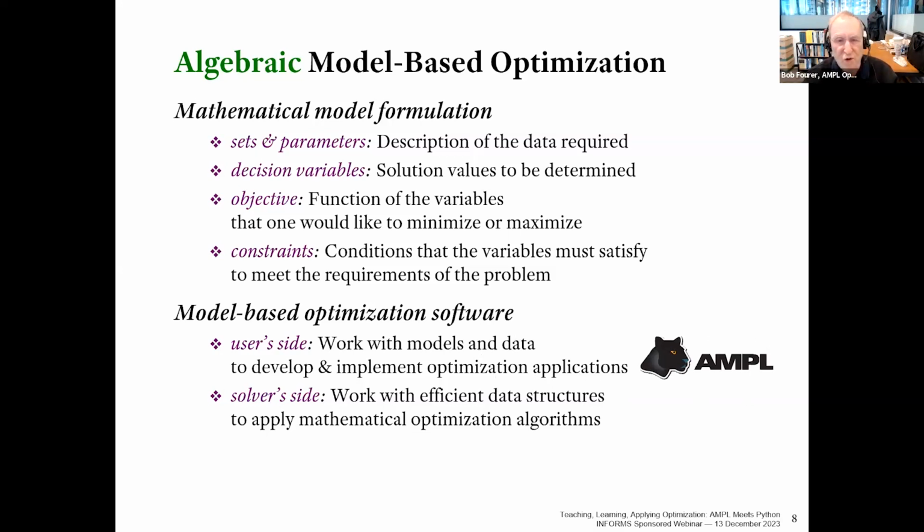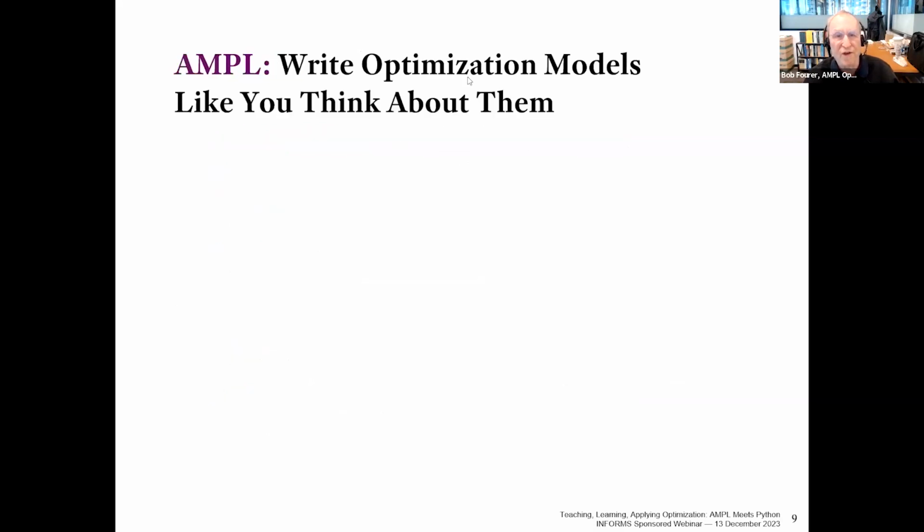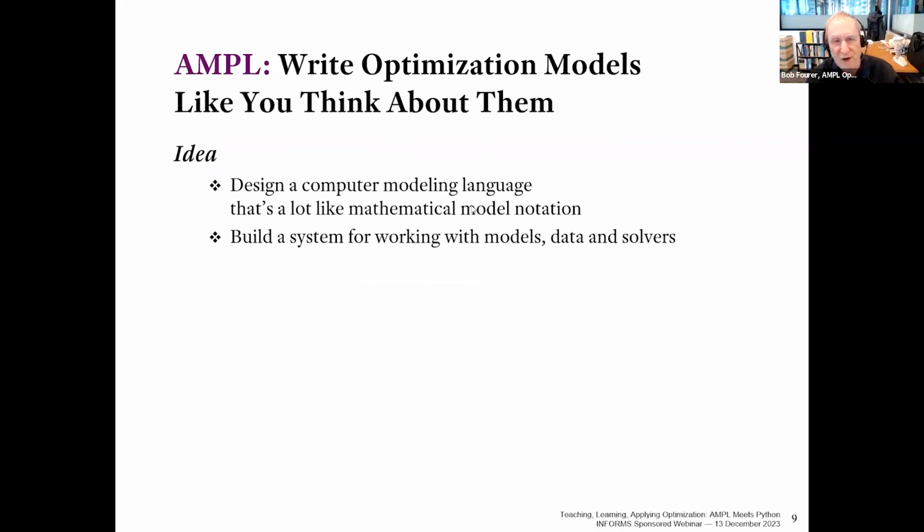Our whole idea with AMPL was that you would write these models more or less like the mathematical formulation looked. What I want to do is show just how that works, but then show how the traditional mathematical formulations were not broad enough, and we had to extend AMPL to encompass everything that people wanted to say. Our whole theme here is writing optimization models like you think about them. The idea is you design a modeling language that looks like mathematical model notation, and then you build a system, like the AMPL system, for working with the models and also the data and the solvers.